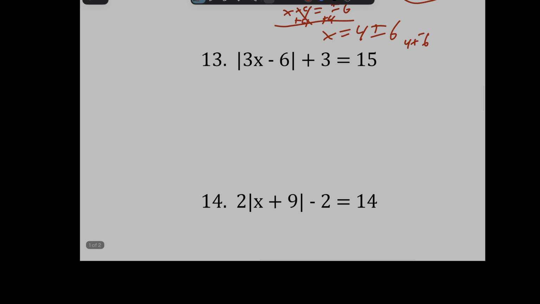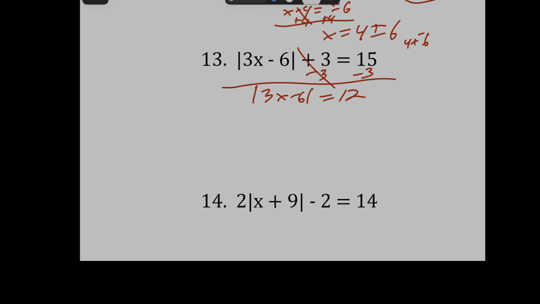Going on to 13, absolute value is not by itself, so I've got to move that 3. Boom, die, and I get absolute value of 3x minus 6 is going to equal 12. Now, I've got a lot of math to do in there still, so I'm not going to do the plus or minus. I'm just going to write it twice. 3x minus 6 equals 12, and 3x minus 6 equals negative 12. I just go plus or minus to the right.